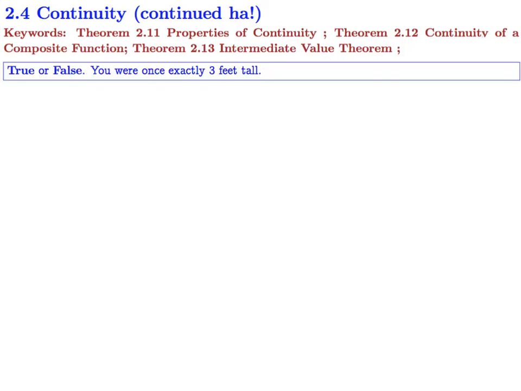So now we've got one of the best applications of the intermediate value theorem, the following question. And you should think about it to yourself before you look at the answer. True or false, you were once exactly 3 feet tall. So please pause the video and really think through this, whether or not you believe this. Is there ever a point in time when you were exactly, and I mean exactly, 3 feet tall?